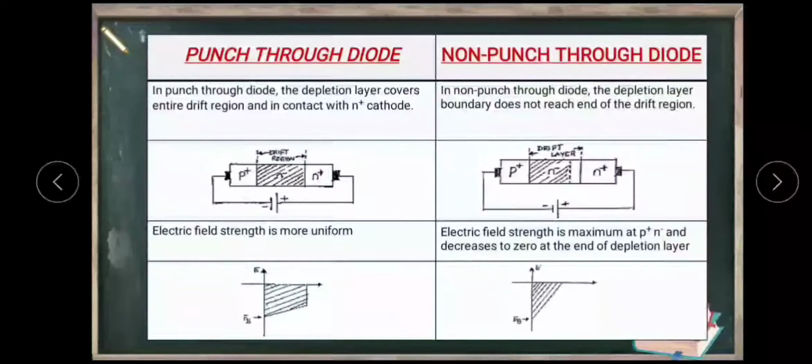Second one, non-punch through diode. So make a one column. First one, punch through diode. Second one, non-punch through diode. There is a slight difference here.